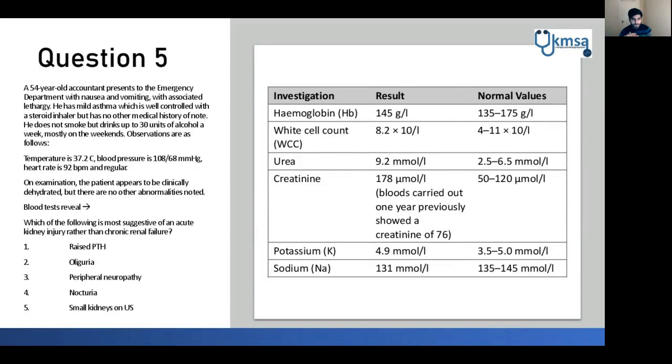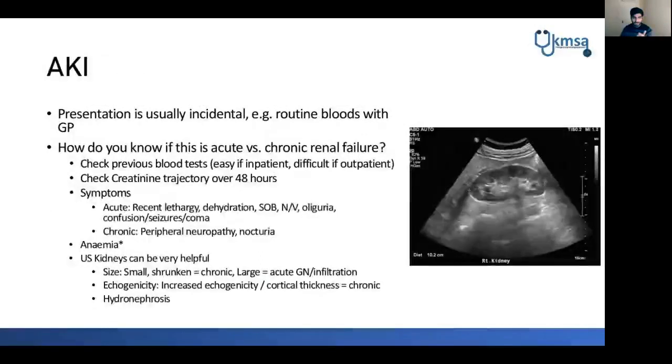Yeah, good. So oliguria, very good. This is a tricky question. So the rest of them you'd expect to see in chronic. So raised PTH, you'd expect to see secondary hyperparathyroidism after CKD, after the dysregulation of calcium. Peripheral neuropathy could be due to the uremia you see in CKD patients, but the chronic uremia. Nocturia, also just one of those things seen in CKD patients, and small kidneys. Shrunken small kidneys is another thing that we see in chronic patients with CKD.